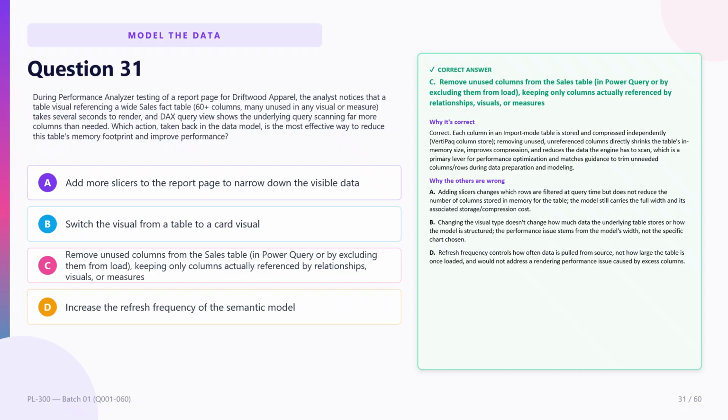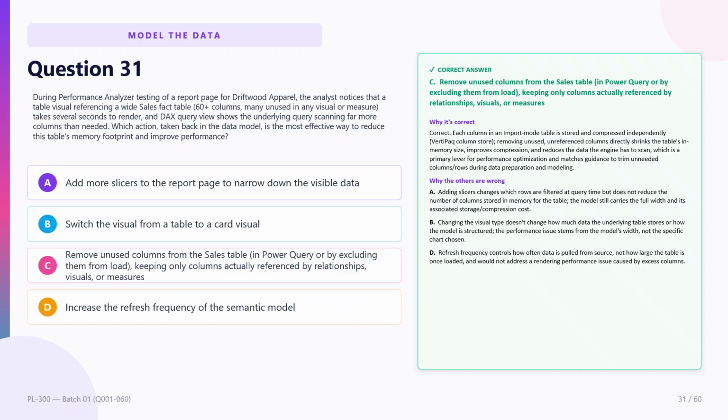Here's why. Each column in an import mode table is stored and compressed independently, in the VertiPaq column store. Removing unused, unreferenced columns directly shrinks the table's in-memory size, improves compression, and reduces the data the engine has to scan, which is a primary lever for performance optimization and matches guidance to trim unneeded columns and rows during data preparation and modeling. Now, why the others are wrong.